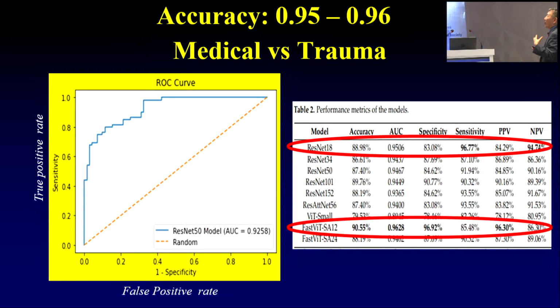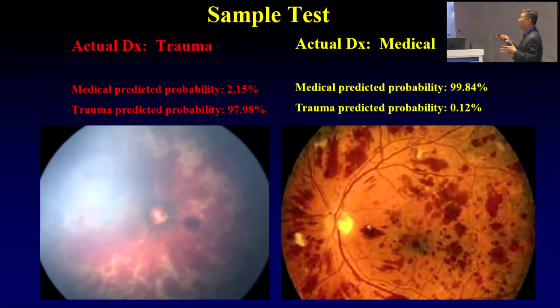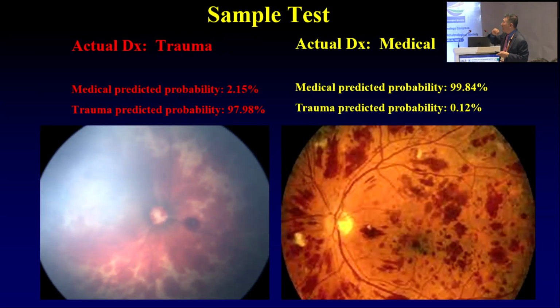So what we found was that the accuracy of our program was about 95 to 96% in differentiating medical versus trauma. What does that mean? Here's our first image. As you can see, the actual diagnosis was trauma, and the AI gave a medical predicted probability of 2.15%, but the probability of it being traumatic was 97%, so it was accurate. And for the medical diagnosis, it was the same thing.